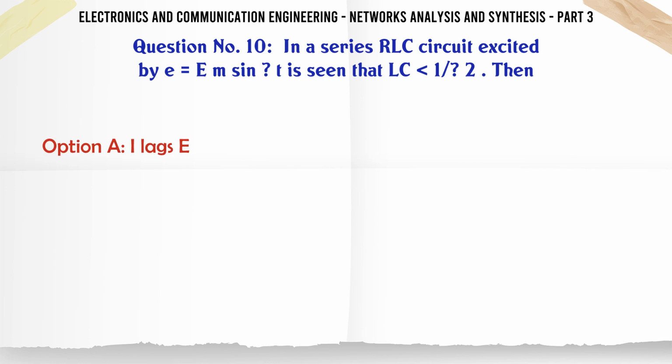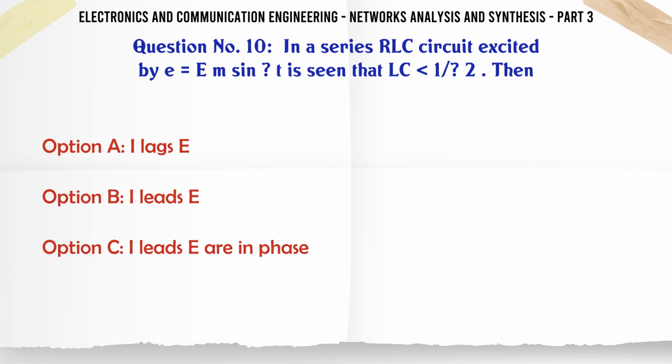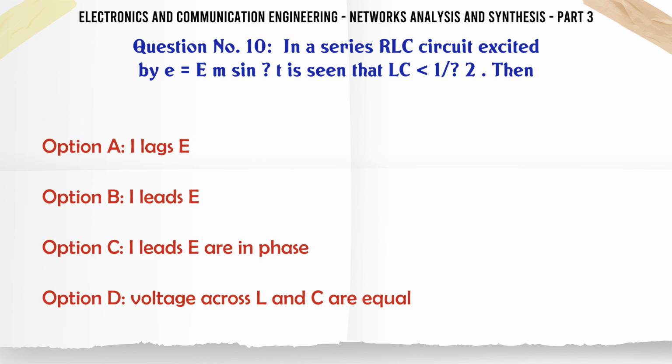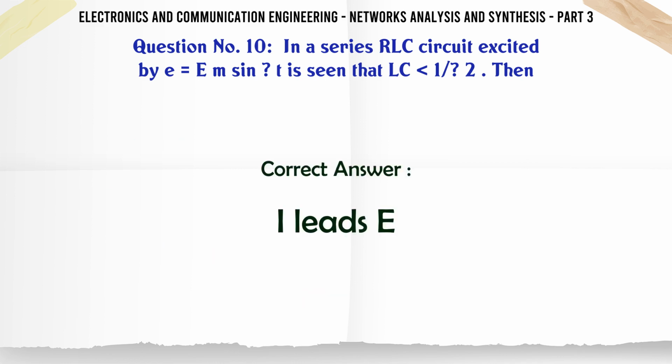In a series RLC circuit excited by E, it is seen that ωL < 1/ωC. Then A I lags E, B I leads E, C I and E are in phase, D voltage across L and C are equal. The correct answer is I leads E.